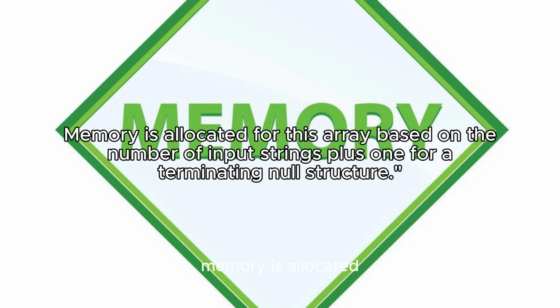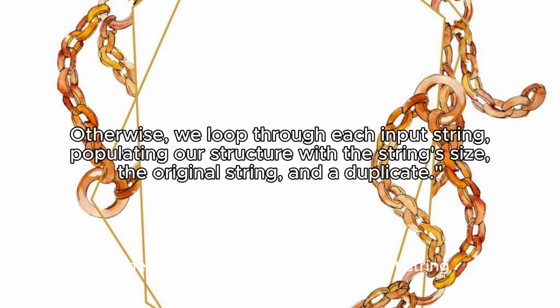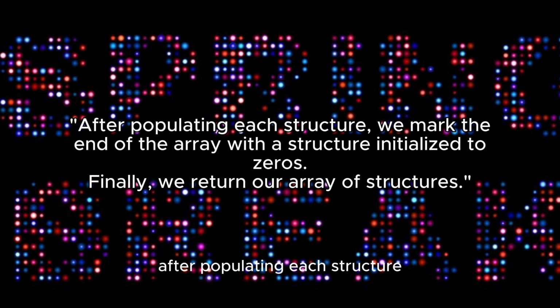Memory is allocated for this array based on the number of input strings plus 1 for a terminating null structure. If memory allocation fails, we return null to indicate an error. Otherwise, we loop through each input string, populating our structure with the string size, the original string, and a duplicate. After populating each structure, we mark the end of the array with a structure initialized to zeros. Finally, we return our array of structures.